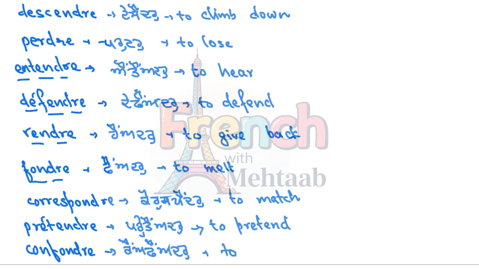Confondre. It means to confuse. Maintenant, now, répétez après moi the pronunciation of each verb. The first one is descendre. The second one is perdre. Third one is entendre. Fourth one is défendre. And the fifth one is rendre. Then fondre. Then correspondre. Then prétendre. And the last one is confondre. Confondre. Okay.